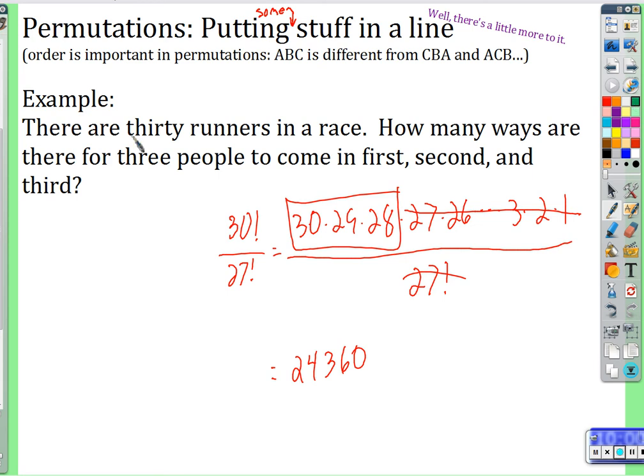120. So if we change this to 6, then we get 6P3, which is 6 factorial over 3 factorial. Which is 6 times 5 times 4, which is 120, you said? Yeah. Okay.